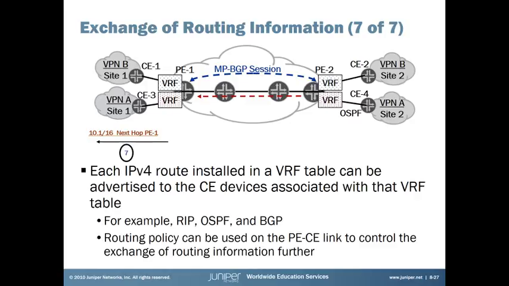Okay, so over here VPN B on CE2 now has routing information that relates over to site 1, VPN B site 1. And that was sent across by BGP. And the connectivity between the VRF table of PE2 and the CE can be static, it can be whatever, it can be BGP, OSPF, anything you like. Doesn't really matter.